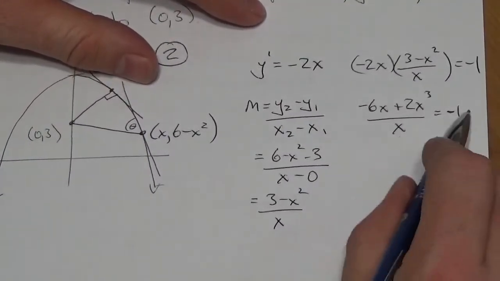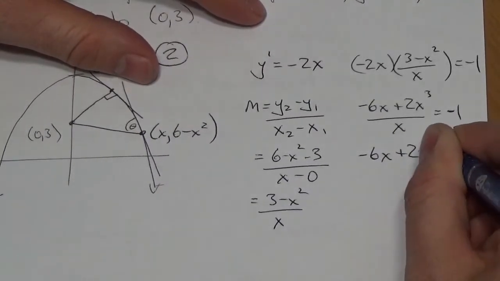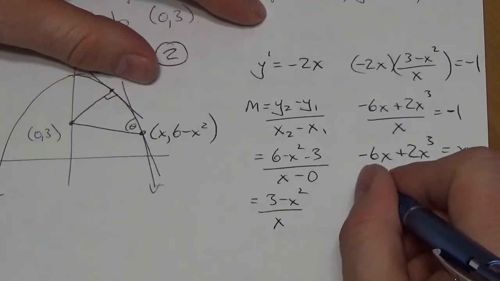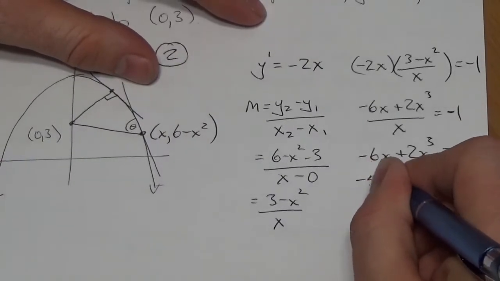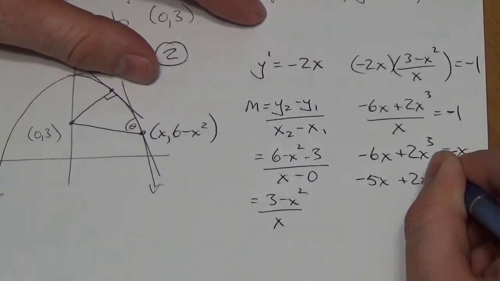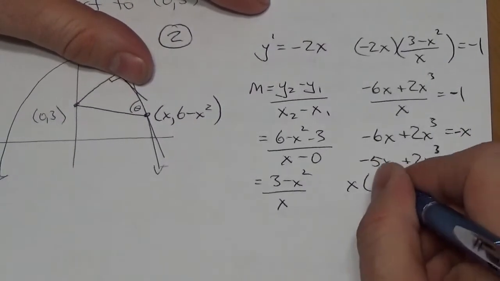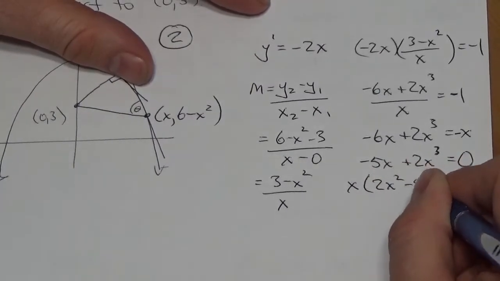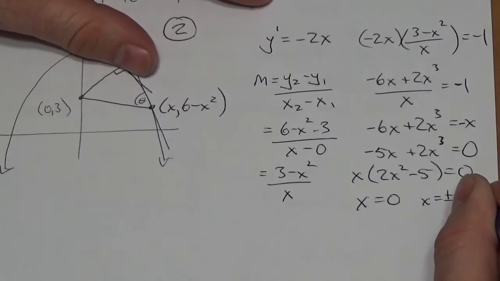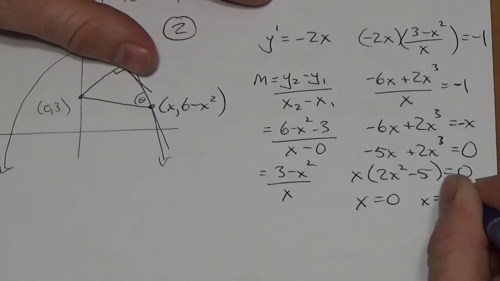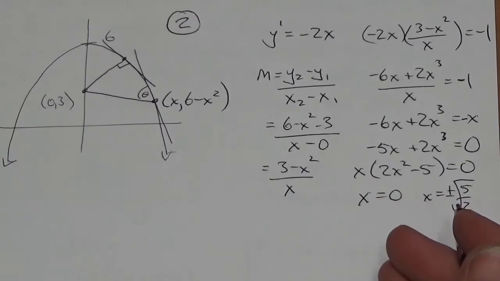I'm instead going to multiply both sides by that x, and I'm going to get negative 6x plus 2x cubed is equal to x. Now I'm going to bring that over, and I will get negative x over there, because I have to add that when I bring it over here. And I'll get negative 5x plus 2x cubed is equal to 0. Now I can factor out the x, and then I'll rearrange it a little bit to get 2x squared minus 5 is equal to 0. x is equal to 0, or x is equal to plus or minus the square root of 5 over 2. Okay, square rooted there. And so we're right back to where we were with that other equation.